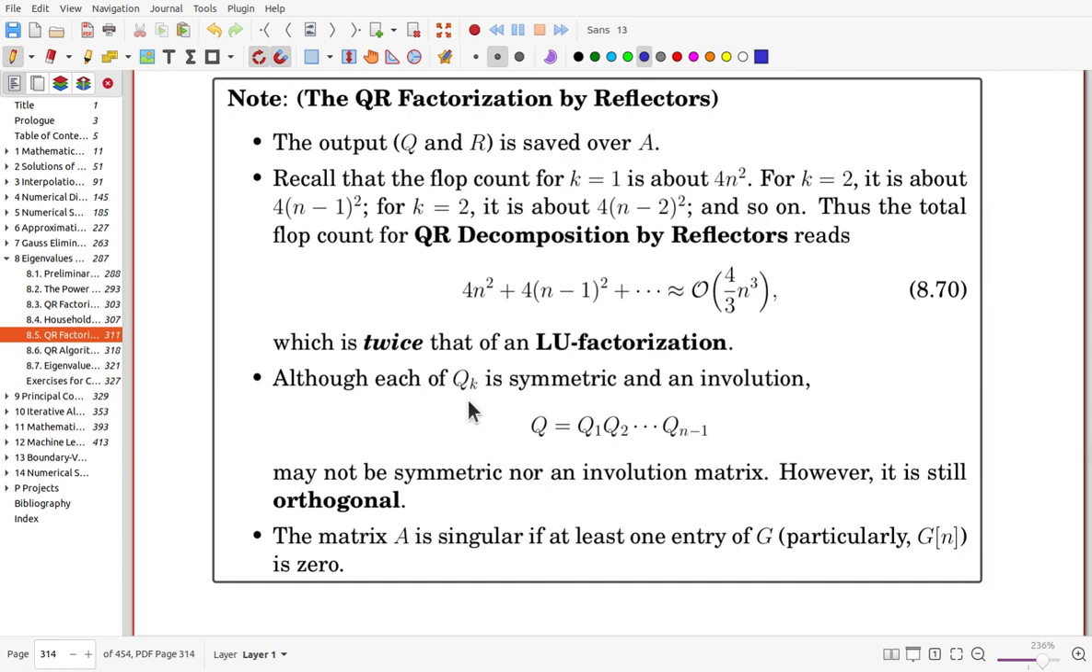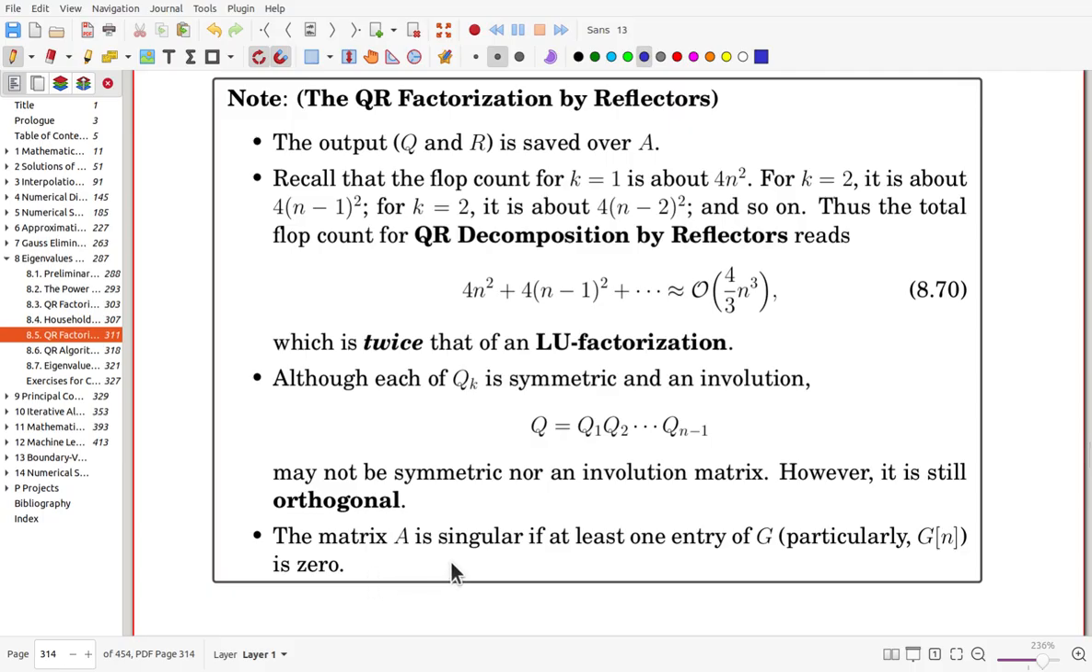Each of these QK Householder reflectors is symmetric and an involution matrix. Of course, it's orthogonal, but this product is not symmetric, nor an involution matrix. However, it is still orthogonal. So that's fine. We need an orthogonal matrix; symmetry or being an involution is not really required. So that's good enough.